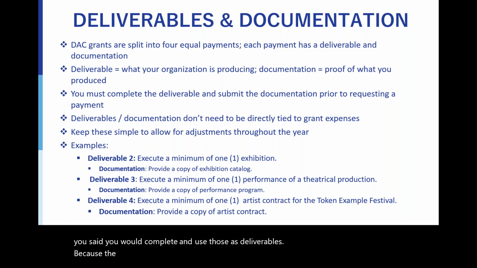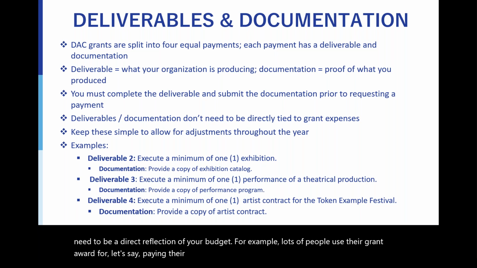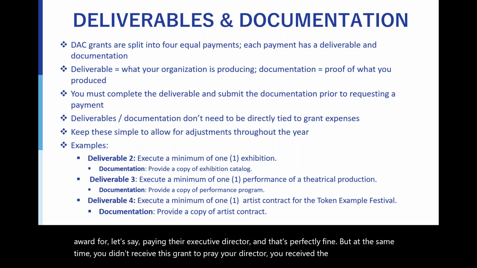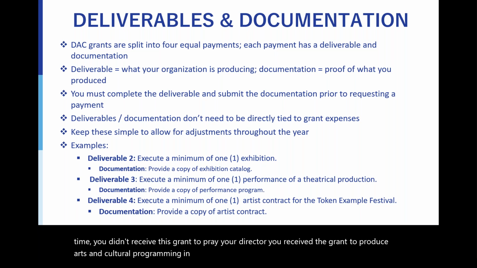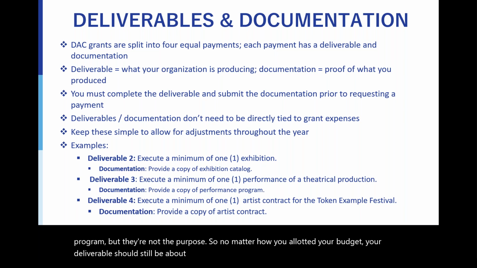Because a deliverable is about what you produce, deliverables and documentation don't need to be a direct reflection of your budget. For example, lots of people use their grant award for, let's say, paying their executive director, and that's perfectly fine, but at the same time, you didn't receive this grant to pay your director. You received the grant to produce arts and cultural programming in Florida. Your director is a necessary part of creating that program, but they're not the purpose. So no matter how you allotted your budget, your deliverable should still be about what your organization is doing for its arts and cultural programming.